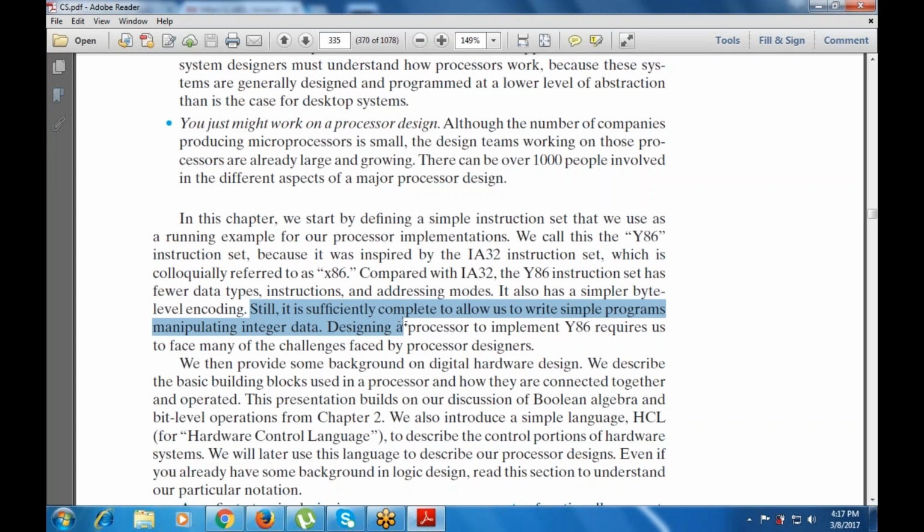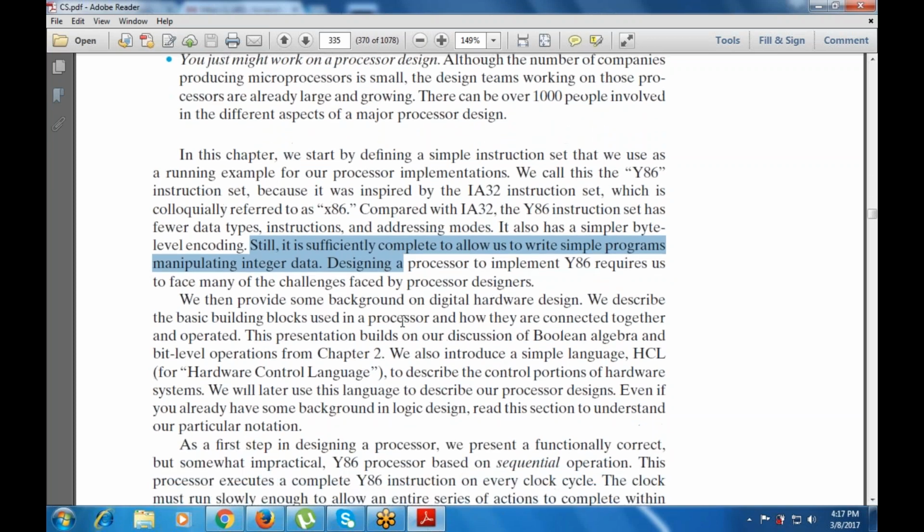We also provide some background on digital hardware design, describing the basic building blocks used in a processor, how they are connected to each other, and how they are operated. This is done with a simple language known as HCL, the hardware control language. HCL is used to describe the control portion of a hardware system, that is, how the processor is designed and what its various parts are. For example, a microchip is also an example of a processor design.